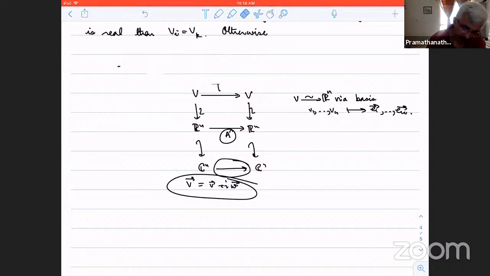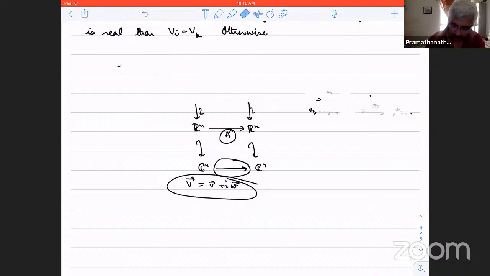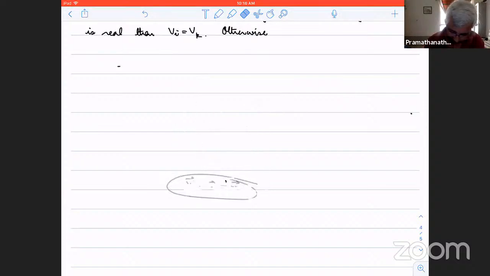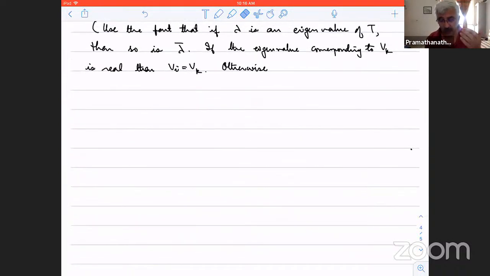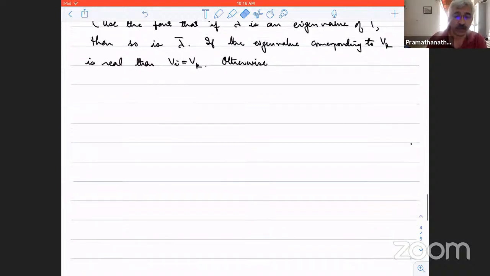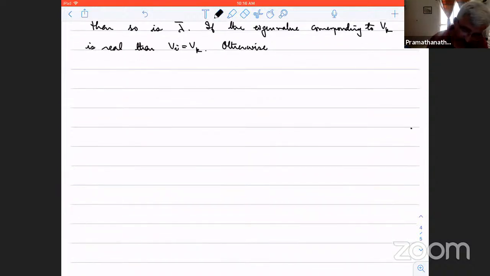You can send it back to V by looking at the tensor product of V with C, but since you haven't done it, just work with that, okay? So think of V as Rn and the new V as Cn, look at a vector there and break it up, okay? So where are we? Otherwise, Vi is not equal to Vk.